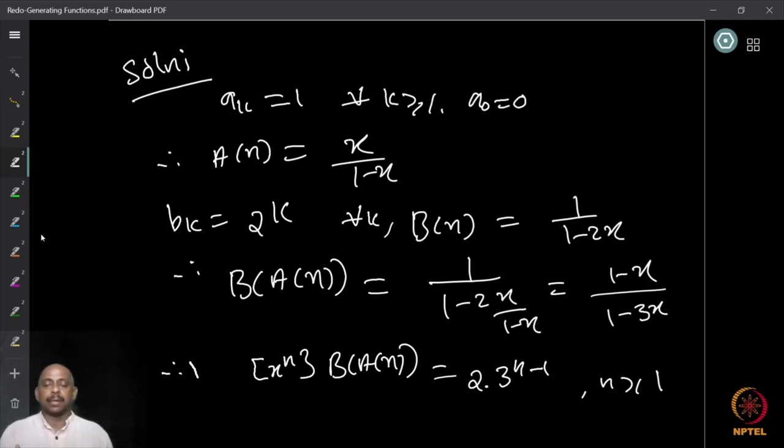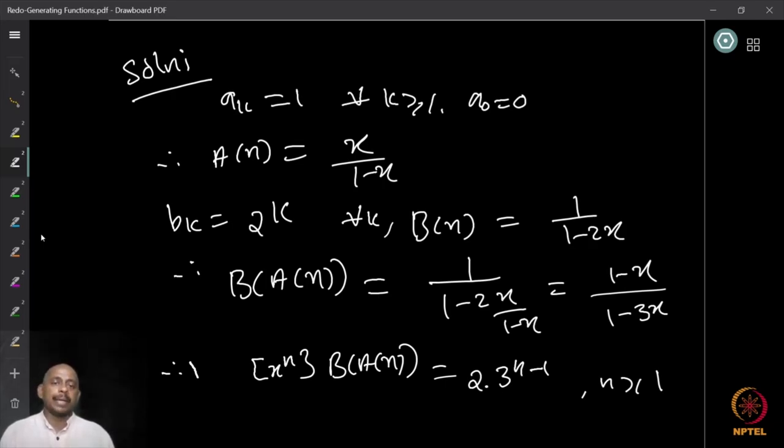And A_0 is 0, right? Because if there is 0, there is no way to split. We don't allow non-empty, so A_0 is zero. So therefore I have x by 1 minus x, which is A of x.